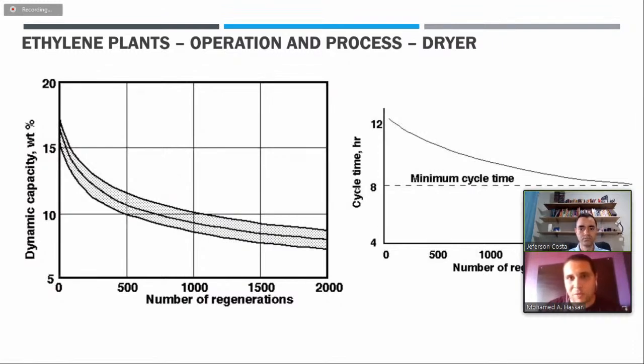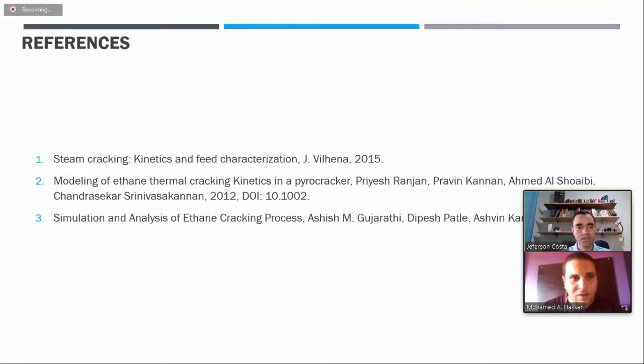We can optimize the operation of the dryer by adjusting the inlet temperature of the cracked gas to the dryer. As we decrease the temperature too much, we separate too much water content from the vapor, but we have a risk of going to the hydrate formation zone. So you should draw your system hydrate formation curve to determine at which temperature and pressure the hydrate would form. And this is the reference.